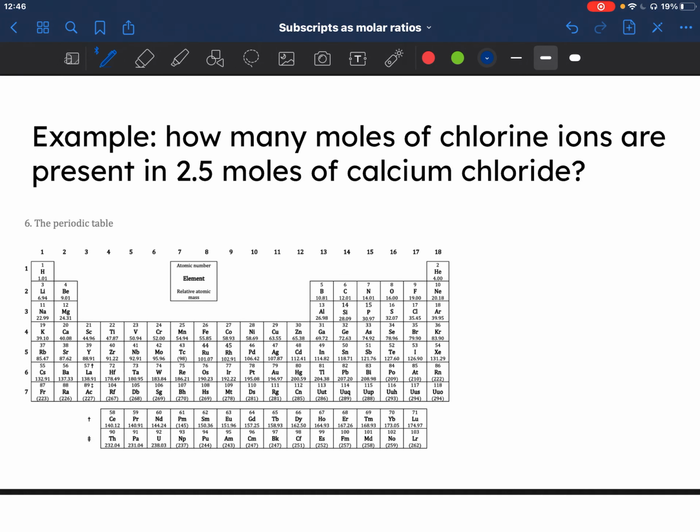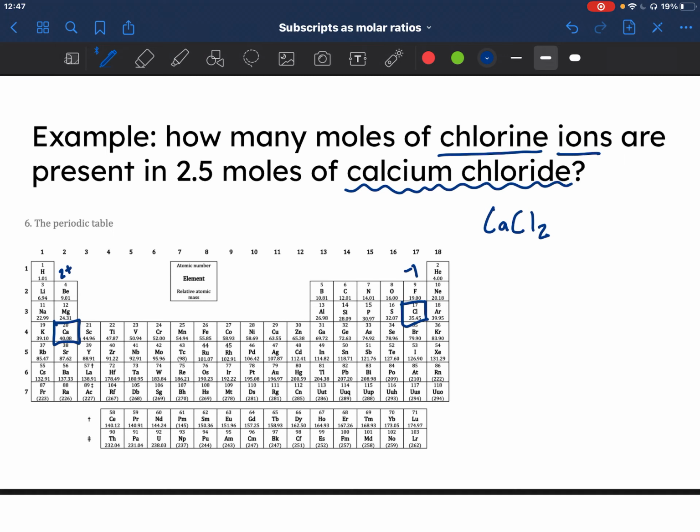So, my example here: How many moles of chlorine ions are present in 2 moles of calcium chloride? So calcium chloride, the molecular formula there, I see calcium is in group 2, meaning it would carry a charge of positive 2. Chlorine is over here in group 17, meaning it would carry a charge of -1. So the ionic formula would be 1 calcium for 2 chlorines to get a neutral molecule.